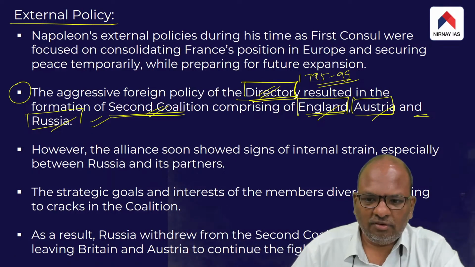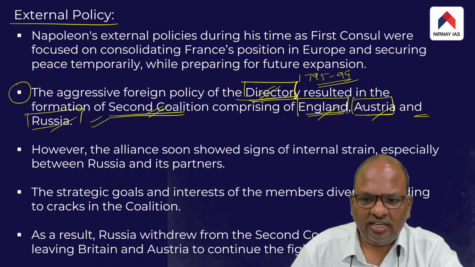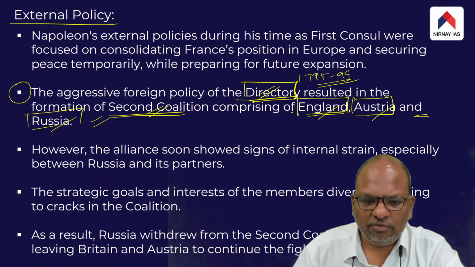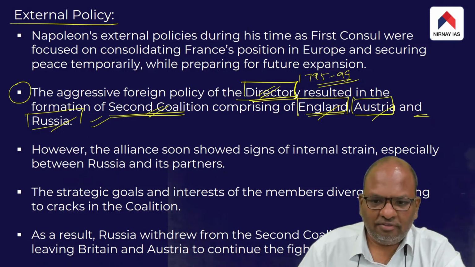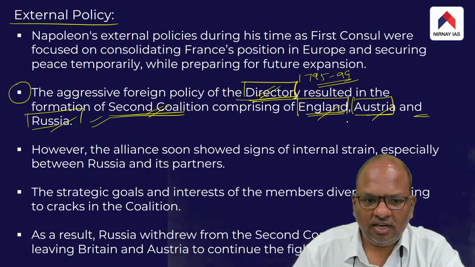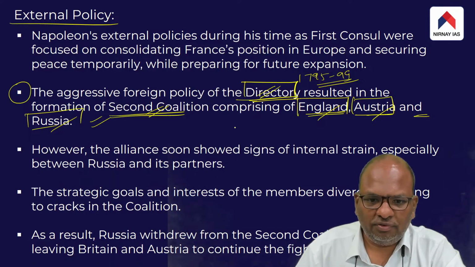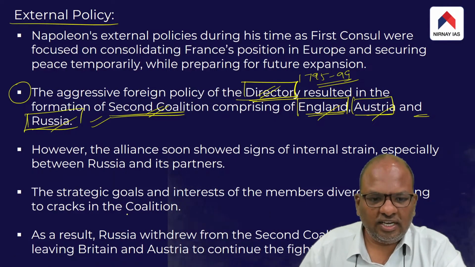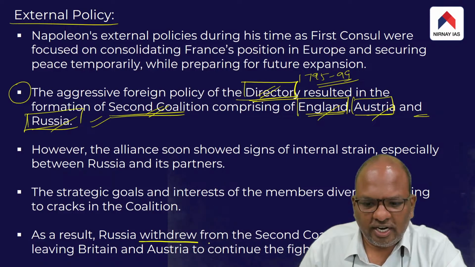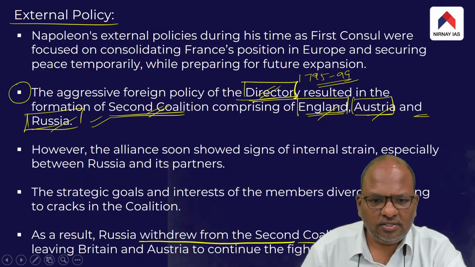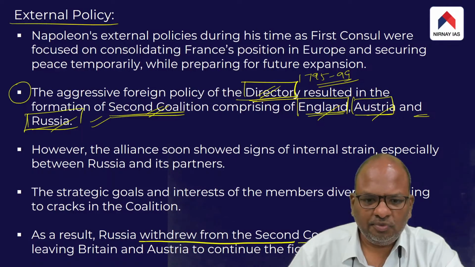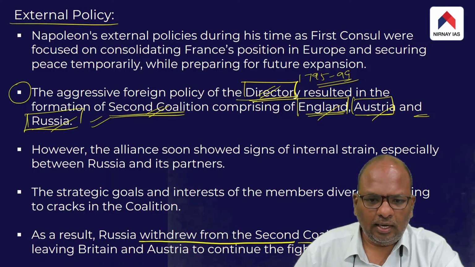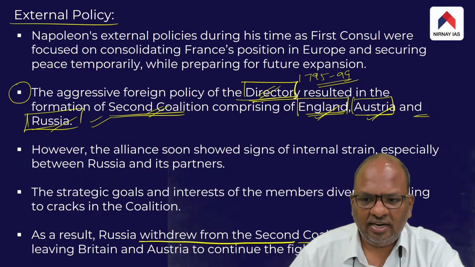But shortly thereafterwards, disagreements broke out between the three countries of the second coalition, and due to these disagreements, Russia came out of the second coalition. Basically, Russia withdrew because of internal differences between the members. So what remained in the second coalition were England and Austria.